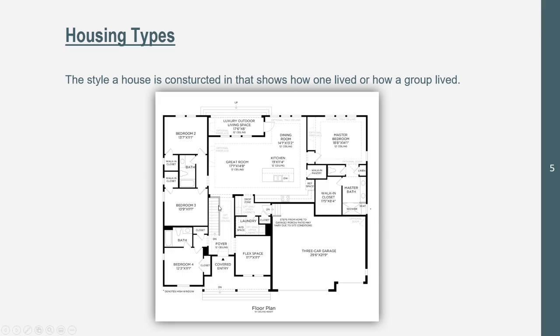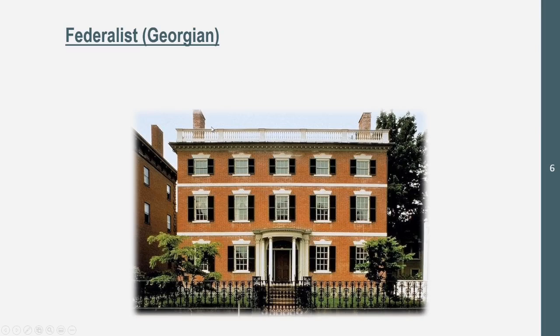So we may have more bedrooms or a loft upstairs. This shows how we've lived today. Now let's get into some housing types.